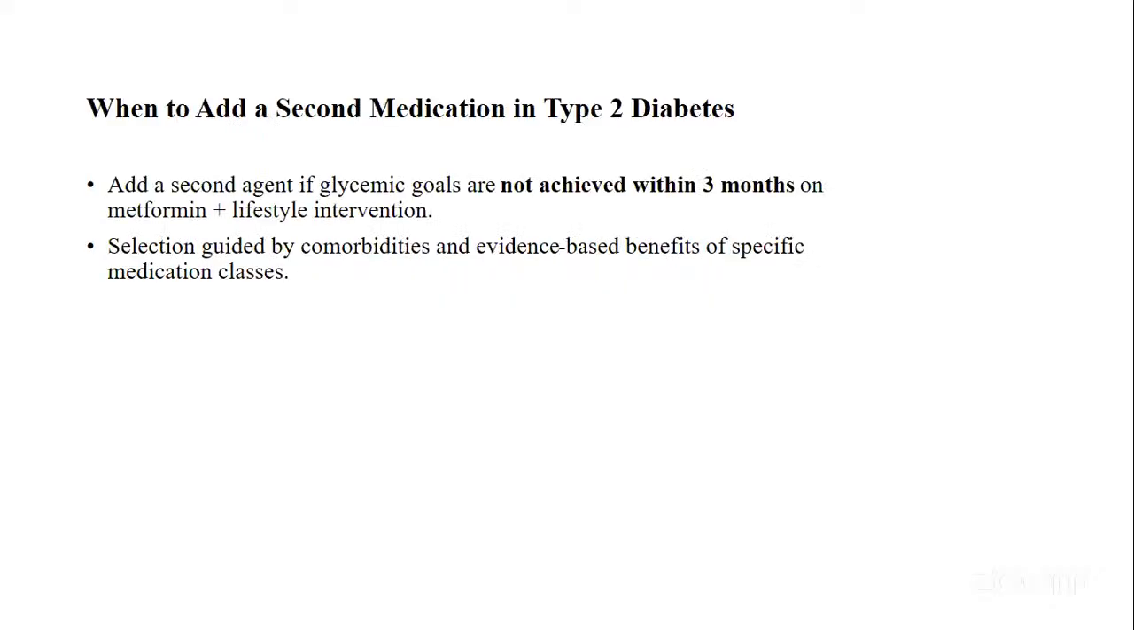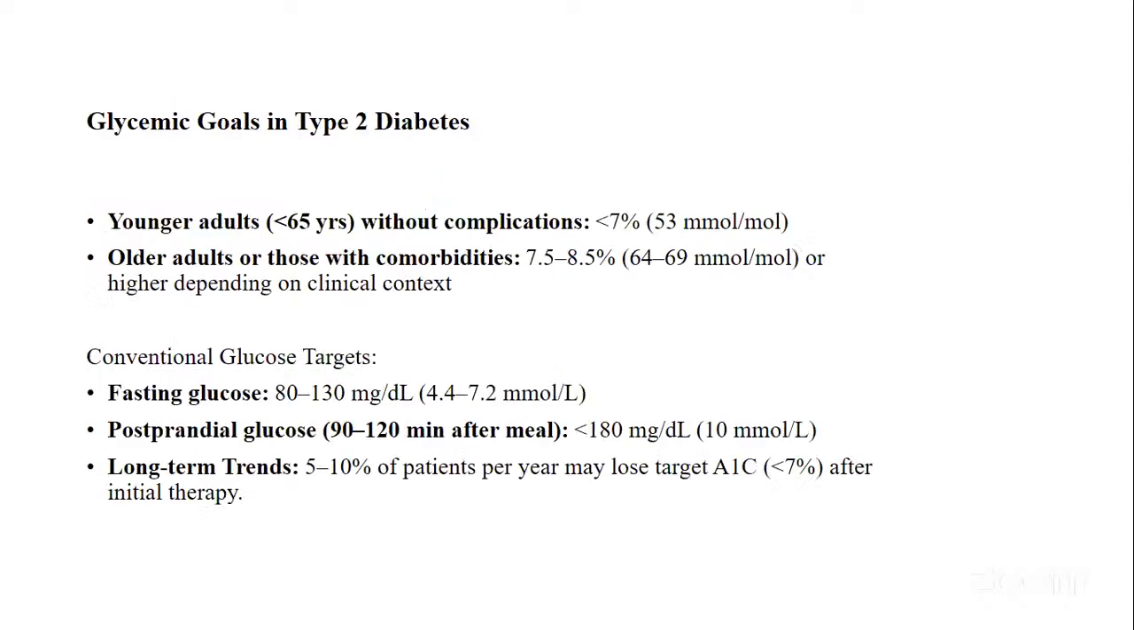The next section is when to add a second medication in type 2 diabetes. We can add a second agent if glycemic goals are not achieved within 3 months on metformin and lifestyle intervention. This selection is guided by comorbidity and evidence-based benefit of specific medication classes. For younger patients without complications, the A1C goal is less than 7%, as we discussed initially. For older patients and those with comorbidity or limited life expectancy, we have to increase our threshold to 7.5 to 8.5%, because these patients may not have the expected benefit. Rather, they may have adverse effects and the associated polypharmacy risk.